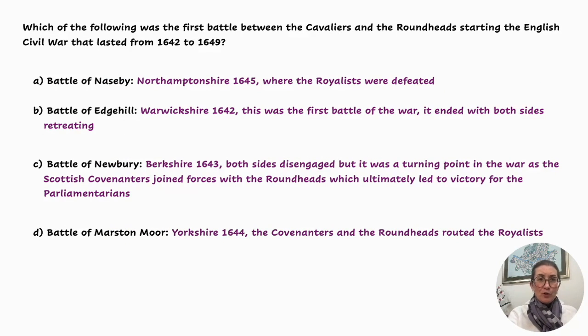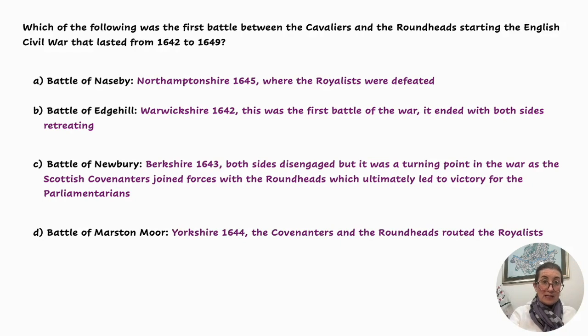Which of the following was the first battle between the Cavaliers and the Roundheads, starting the English Civil War that lasted from 1642 to 1649? First, I want to start with the Cavaliers were also known as the Royalists, and the Roundheads were also known as the Parliamentarians. All right, possible answers: A, the Battle of Naseby. B, the Battle of Edgehill. C, the Battle of Newbury, or D, the Battle of Marston Moor.